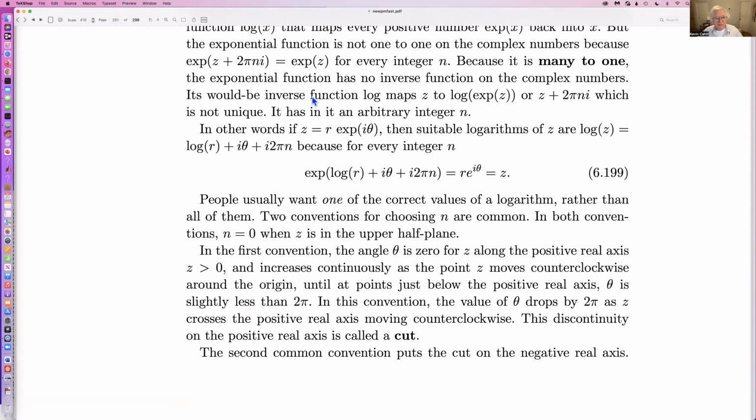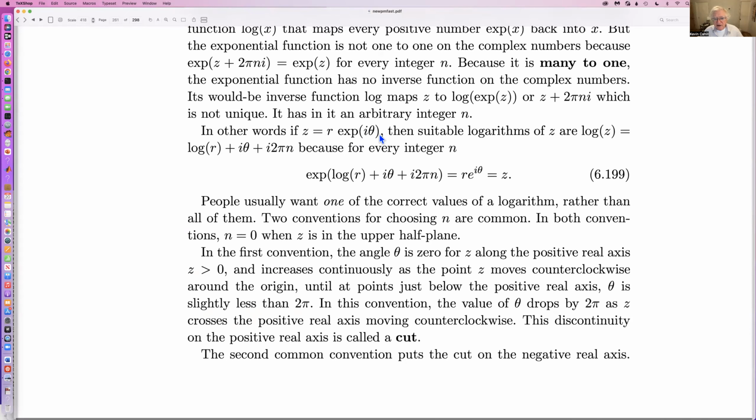And so in other words, if z is r e to the i theta, then the logarithms of z are log of r plus i theta plus i 2 pi n. And because e to the log r plus i theta plus i 2 pi n is r e to the i theta. In fact, I should have added an extra equation here, so let me make a note to myself: e to the i theta plus i 2 pi n, and then the r, which is r e to the i theta.